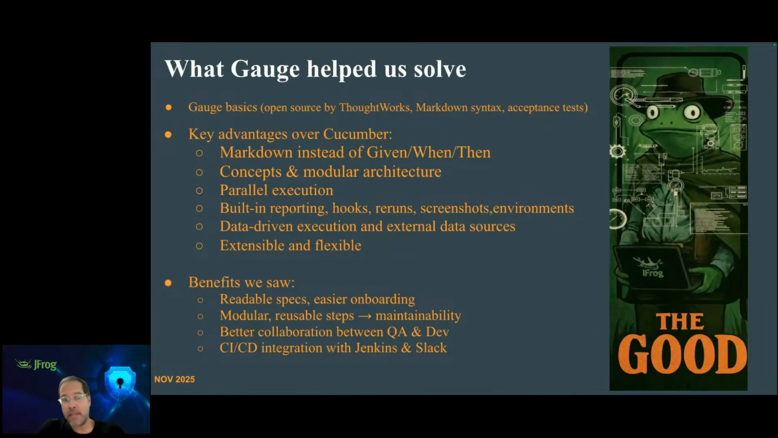Six is data-driven execution made simple. Need to run the same scenario with 20 different inputs, for example? Plug in a CSV or JSON. Gauge just does it. No loops, no code duplication, just clean specs that scale naturally. Seventh is extensibility. Gauge is like the teammate who says, sure, I can integrate with that. Want custom reports, new hooks, Slack integration? It's all pluggable.